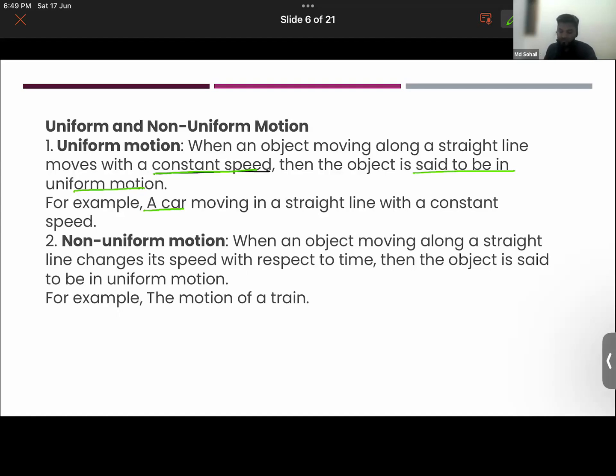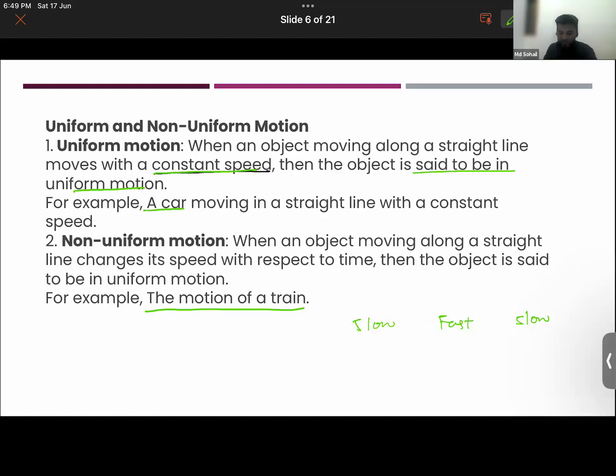For example, the motion of a train here. At the beginning of the journey, it starts slow. In the middle of the journey, it runs fast. And while the train is about to stop, it again becomes slow. So you see the speed keeps on changing. And in fact, the direction also keeps on changing.